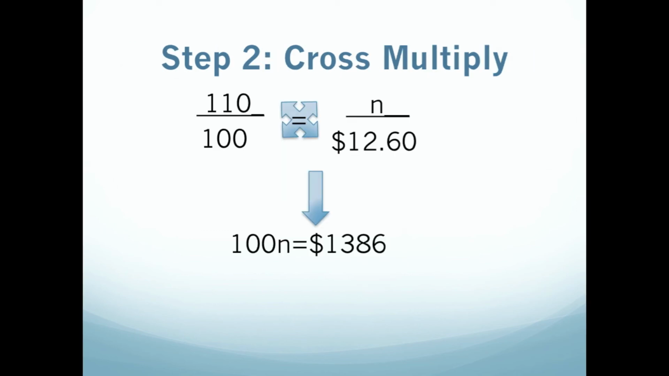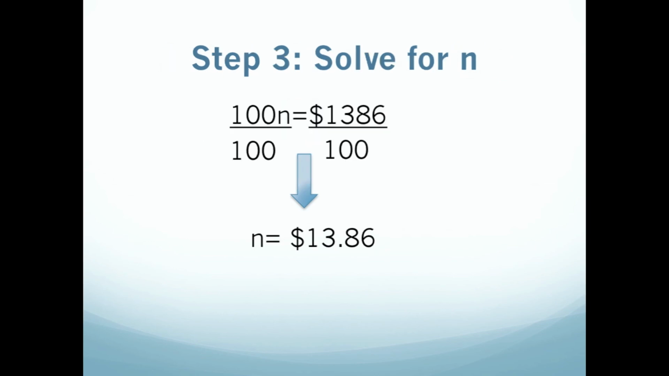The second step is going to be to cross multiply. So first, we have 100 times n, and that's 100n, equals 110 times $12.60, which is $1,386. So next, we're going to have to solve for n. So we have the equation 100n equals $1,386. To solve for n, we're going to divide each side by 100, and we get n equals $13.86.